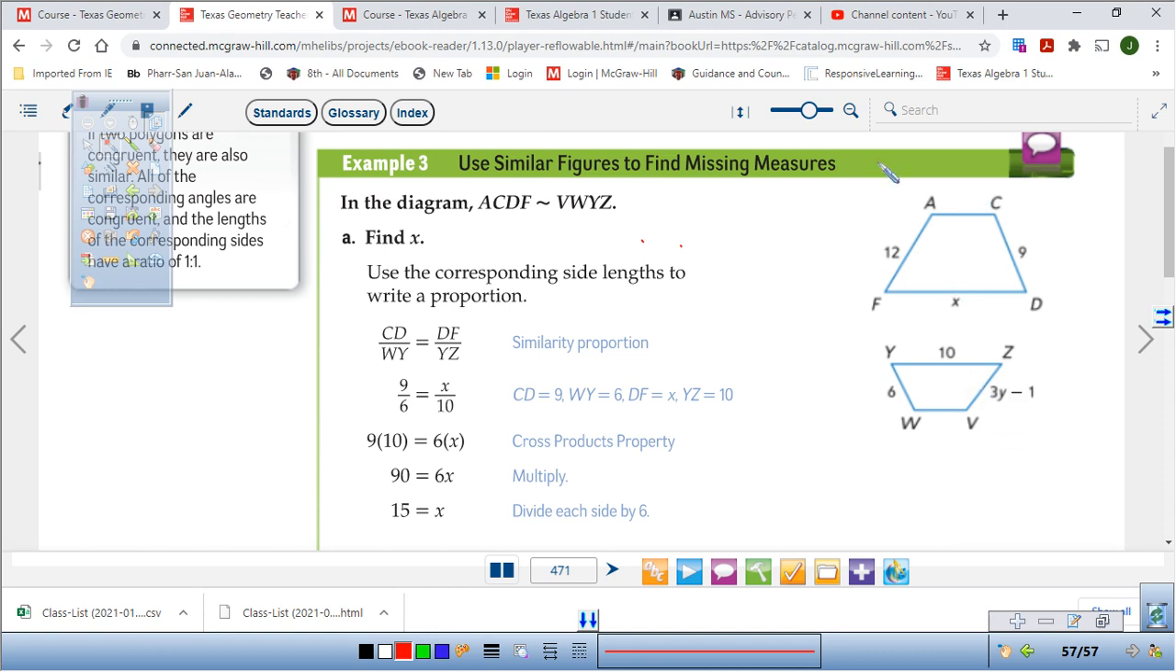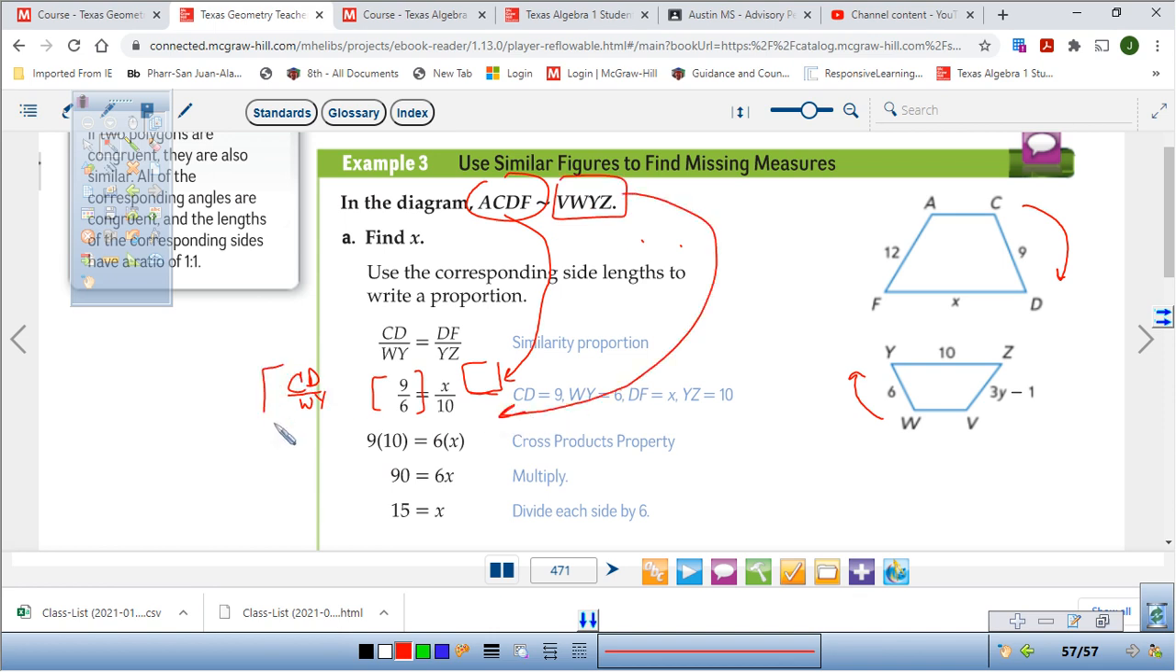The one I'm going to use, as I was comparing AC and VW, they don't have anything in common. But I do see that CD, you see C to D, W to Y, that gives me a comparison number. 9 becomes a 6. So I'm going to set that up, 9 to 6. See that? Now, when I have this CD over WY, when I set up the other one, I'm going to have one of these on top, and then one of these on the bottom, because that's the way I set this one up.